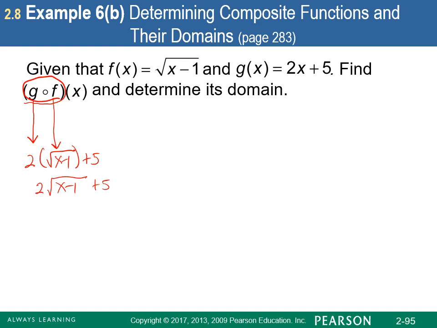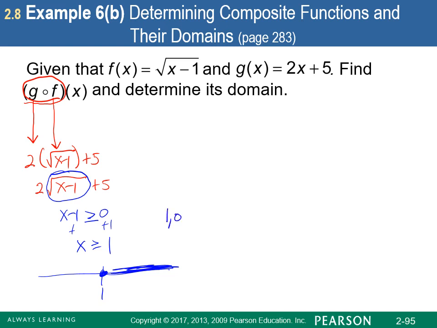So in determining its domain, the key is again the square root. The thing that's in the square root has to be positive or 0. Adding 1 to both sides. Here's the 1, and we're shading to the right. And it's equals, so we got a solid dot. That would be 1, infinity.